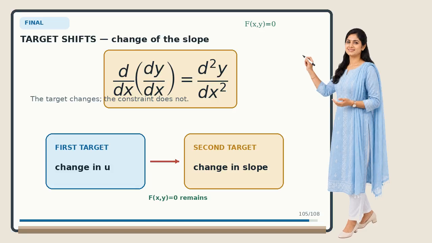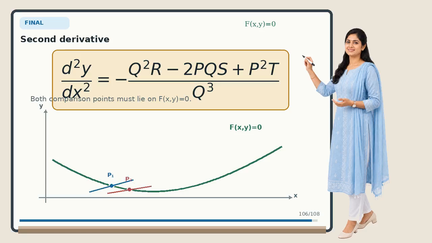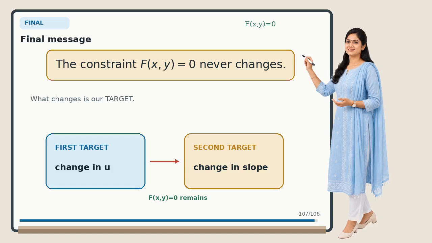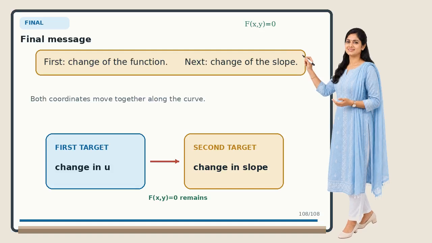Then the target changes. We stop measuring the change of the function value and begin measuring the change of the slope itself. Whether we use the quotient rule or directly compare slopes at two nearby curve points, we obtain the same second derivative. The constraint f of x, y equals 0 never changes. First, change of the function, next, change of the slope.